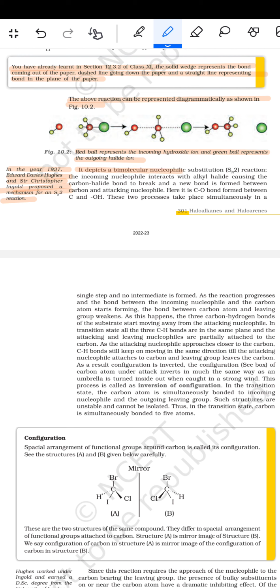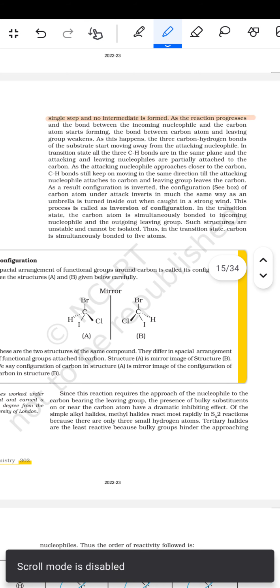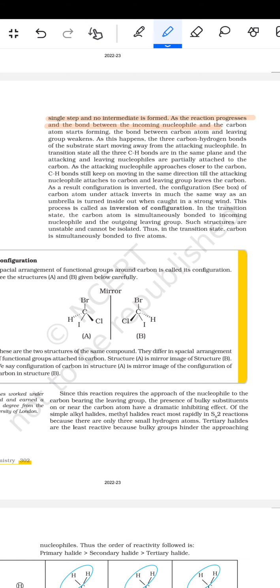It depicts a bimolecular nucleophilic substitution SN2. The incoming nucleophile interacts with the alkyl halide, causing the carbon-halide bond to break, and a new bond is formed between the carbon and the attacking nucleophile. Here it is the C-O bond formed between the C and the OH. These two processes take place simultaneously in a single step, and no intermediate is formed. As the reaction progresses and the bond between the incoming nucleophile and the carbon atom starts forming, the bond between the carbon atom and the leaving group weakens.